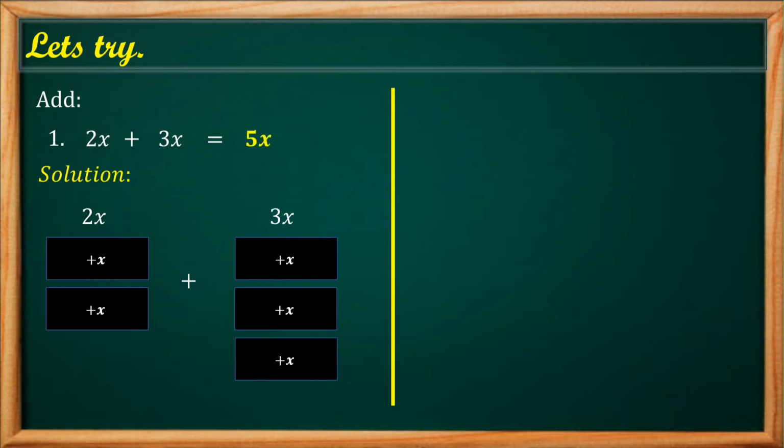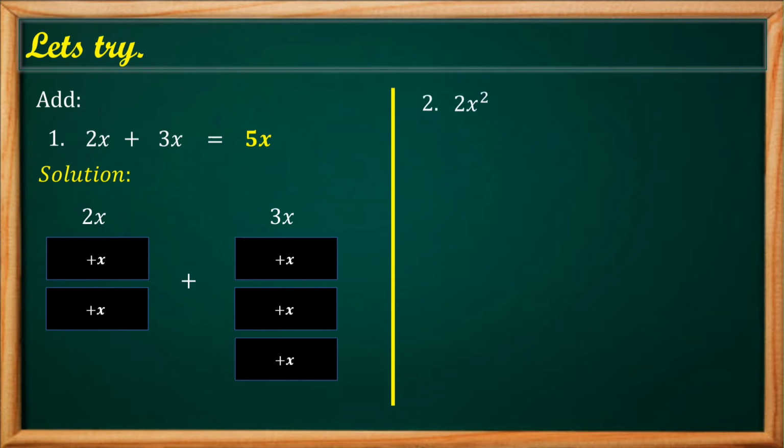Then, we need to answer 2x plus 3x. Since block yan lahat, we will only count. Let's count. 1, 2, 3, 4, 5. How many block rectangles do we have? 5. And each block represents x. Therefore, our answer is 5x. Ayun siya, di ba? Madali lang using the algebra tiles.